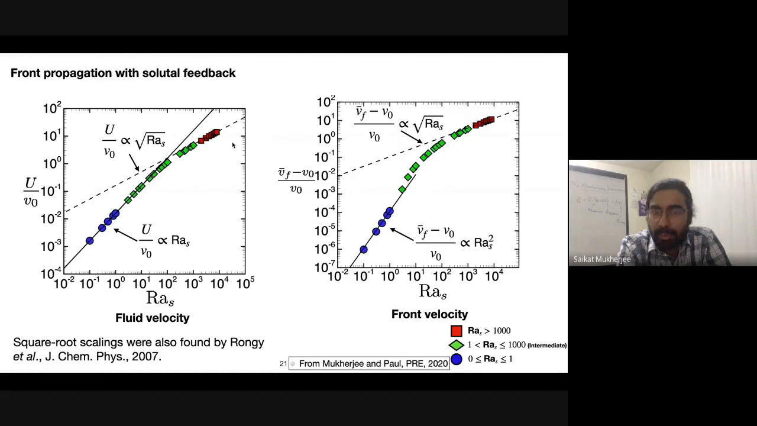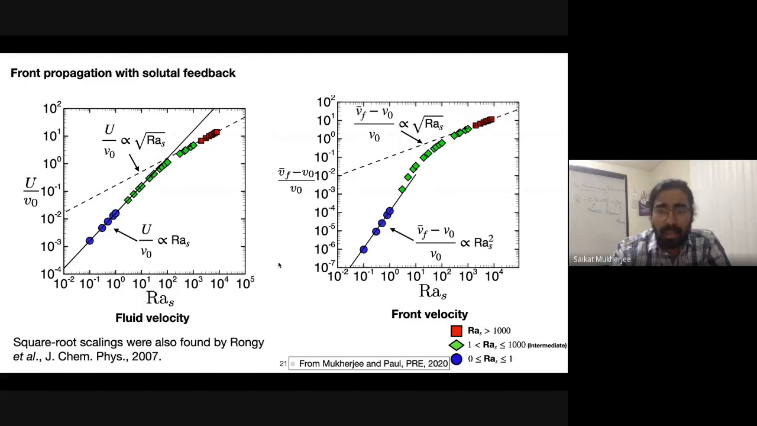The same thing happens with the front velocity, which transitions from a quadratic variation to a square root variation with the solutal Rayleigh number. The square root variations were also reported by Lawrence Ronzi and Anna DeWitt in the Journal of Chemical Physics in 2007. It's a really nice paper, where they reported the square root variation, but we found this linear variation of fluid velocity and quadratic variation of the front velocity, which was interesting. And we wanted to know why that was happening.